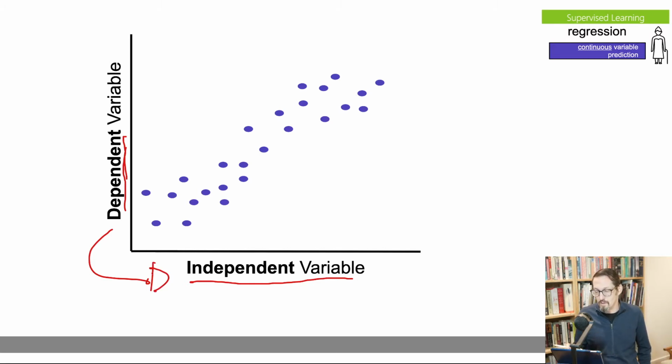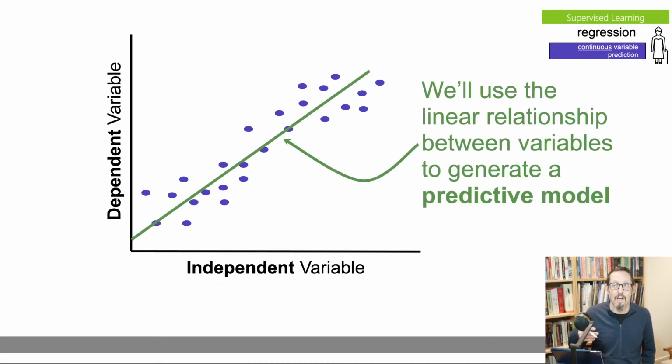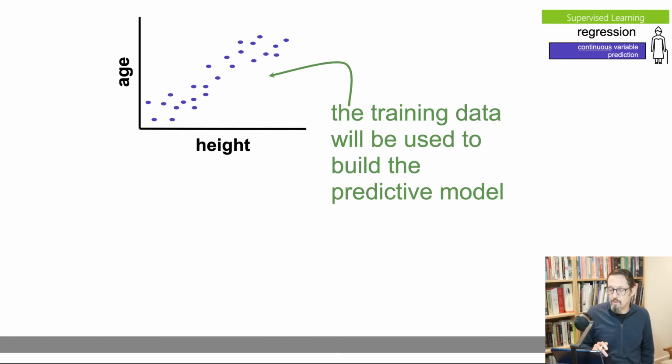All right, so what we're going to do is use the fact that in a linear regression, we're assuming there's a linear relationship between the variables to generate a predictive model. So we're going to take the training data that is given to us in our data dump, and we're going to fit a line to it.